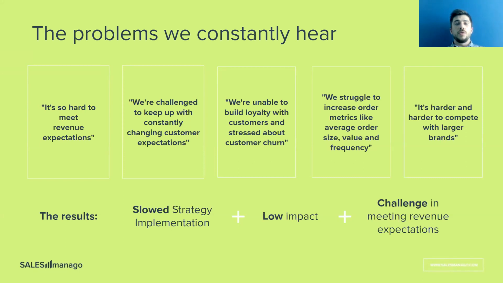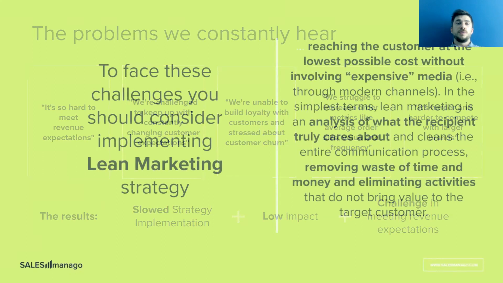The result is that the strategies that we had are slowed down. We have to double-check every step that we are taking now, as it can heavily affect the businesses. The marketing department in e-commerce actually has low impact because there are too many external factors they have to take into consideration while planning their activities, and it's hard to meet the revenue expectations from the board, from your CEO. Is there a solution for that?